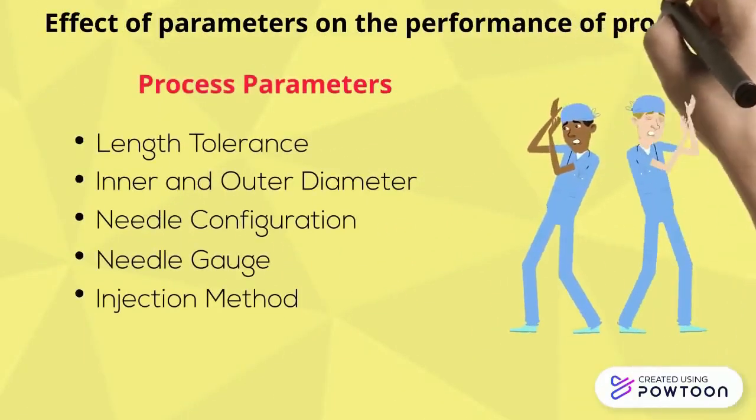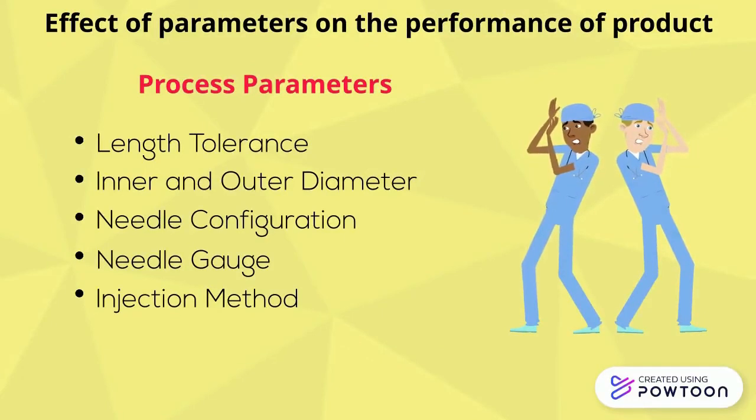Process parameters. Length tolerance. Choosing a shorter needle for a tiny child versus a longer one for an adult will be the ideal option in terms of needle length. Inner and outer diameter. The outside diameter is determined by the gauge, but the inner diameter is not determined by the gauge. Needle configuration. Depending on whether or not it is included with the syringe, the needle may be configured in one of two ways. It may be either detachable or permanently attached. Needle gauge. Needles that are thinner and taller are often less painful to use when obtaining a small amount of medication than a wider and lower needle. Injection method. Both manual and autosampler syringes are used for injections. An injector is a device that delivers a precise dose.